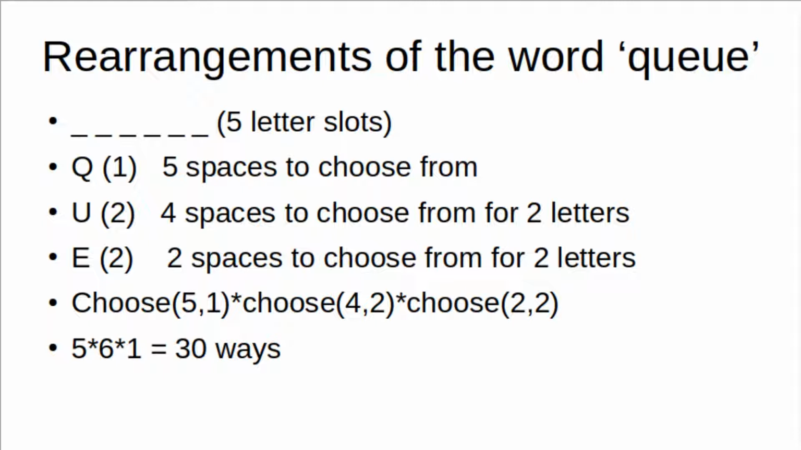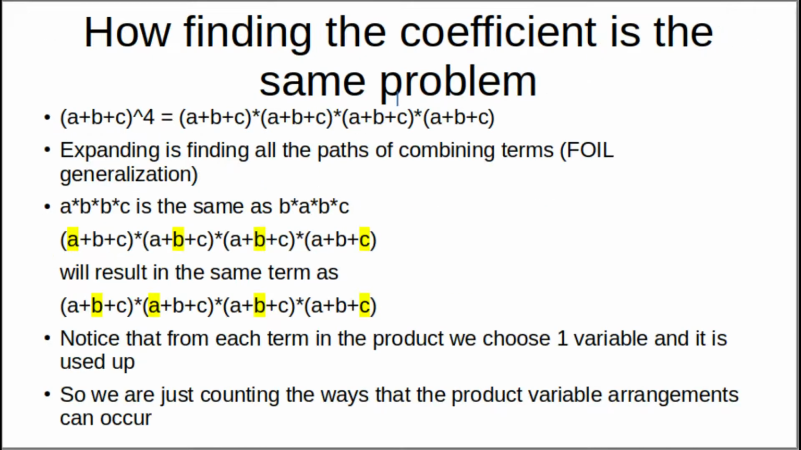So 4 choose 2. And finally, we have 2 spaces left, and we have to place 2 E's. So that's 2 choose 2. Multiplying this all out, we get 30 ways. So there's 30 ways to rearrange the word QUEUE. Now finding the coefficient is the same kind of problem. If you see, we expand out (a plus b plus c) 4 times.